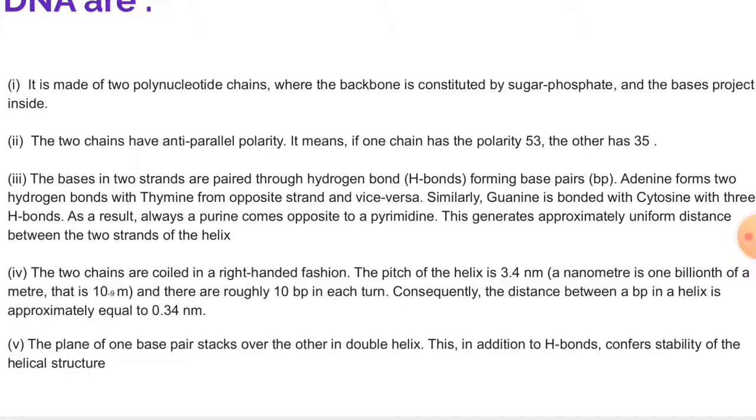Then the two chains are coiled in a right-handed fashion. The pitch of the helix is 3.4 nanometers and there are roughly 10 base pairs in each turn. Consequently, the distance between a base pair in a helix is approximately 0.34 nanometers. The plane of one base pair stacks over another in a double helix. Now, this, in addition to hydrogen bonds, confers stability on the helical structure.